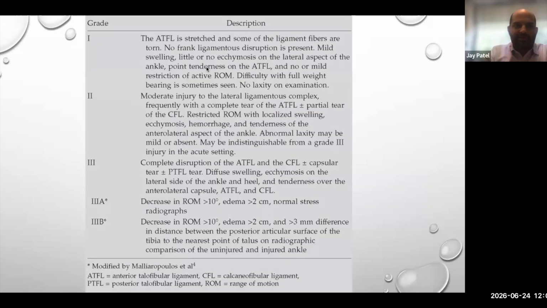This is a pretty loaded slide. It talks about the different grades of ankle sprain, the ligament injury, the swelling, and how much pain they should have, as well as weight bearing.